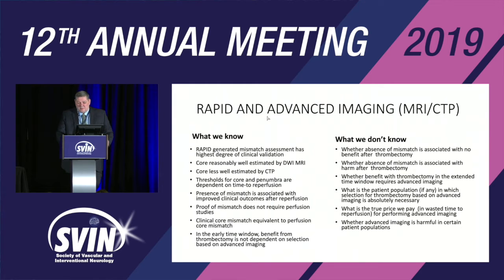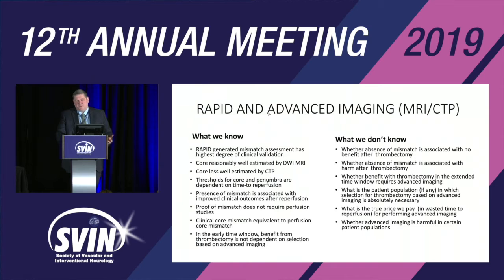We know that the core is reasonably well estimated by DWI MRI, and that on CTP, core is not estimated that well, although many will argue it's good enough. The thresholds for core and penumbra, we find, are increasingly dependent on time to reperfusion on CT perfusion. The presence of mismatch is associated with clinical outcomes after reperfusion, but proof of mismatch does not necessarily require perfusion studies.